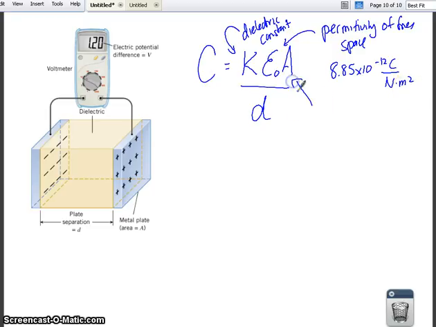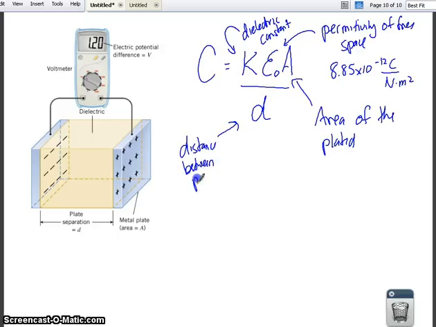This is the area of the plates. And this is the distance between plates. So I said that capacitance was always constant. Well, that's if these things remain constant.